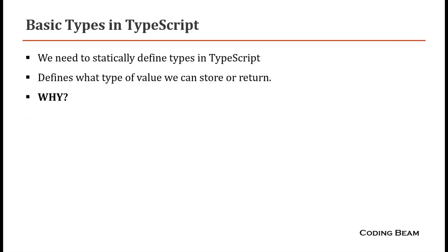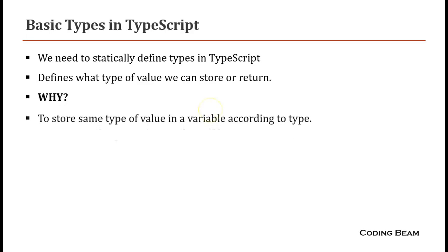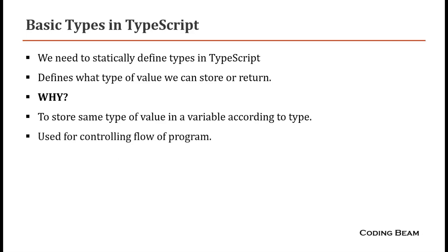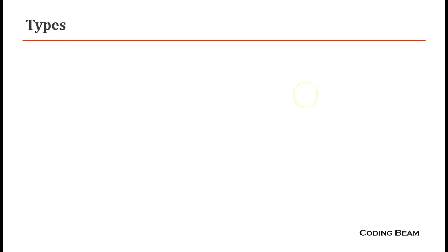But why do we need to define the types? To store the same type of value which we have defined in a type, and it helps us to debug easily and to increase our understanding of the flow of a program. So now we will see the types.